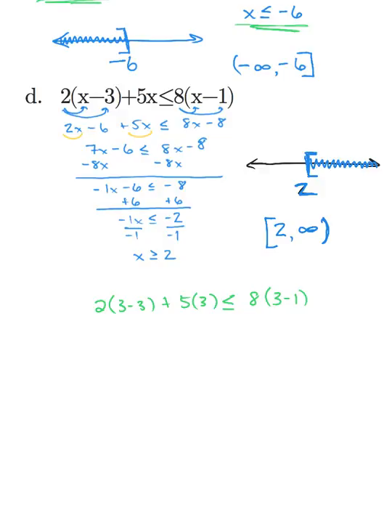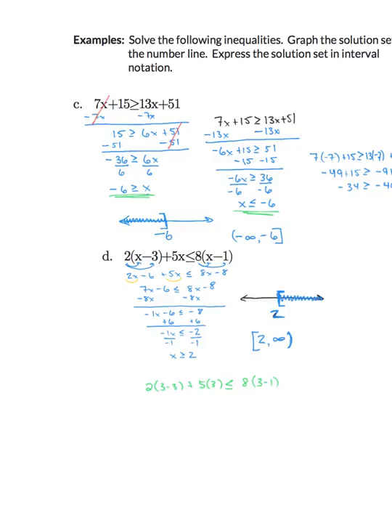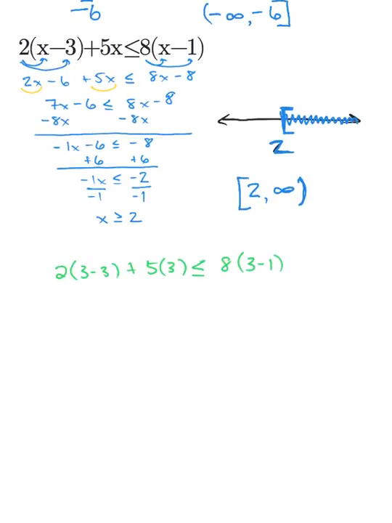Well, 3 minus 3 is 0. So we get 2 times 0 plus 5 times 3 is 15. And I want to know, is this less than or equal to 8 times 3 minus 1, which is 2. So 2 times 0 cancels out, or is equal to 0. So on the left, we are left with 15. Is this less than or equal to 8 times 2, which is 16? Yes, it is. And so our solution is, in fact, x is greater than or equal to 2.